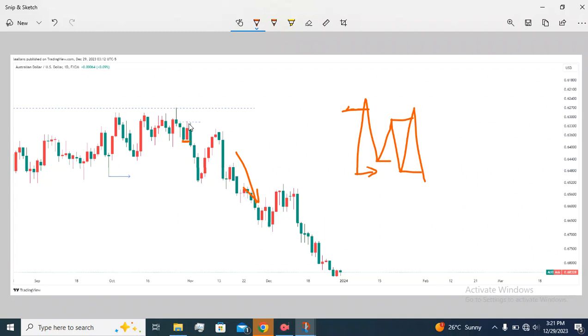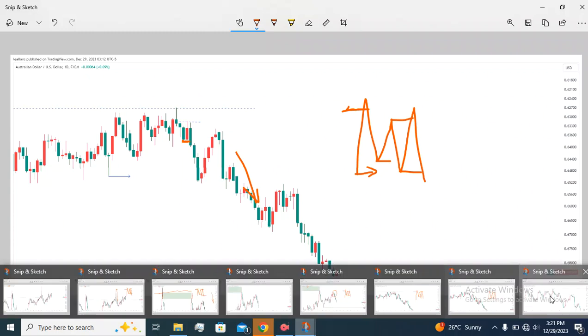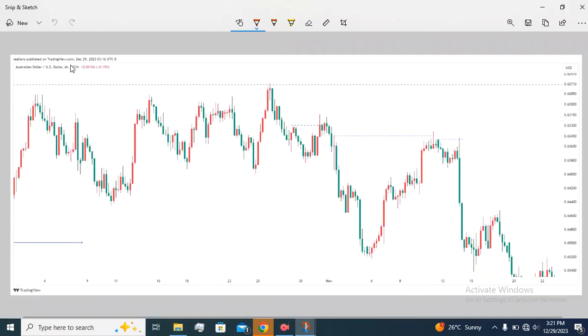A sweep of liquidity right here, fast break of structure. Then you can, okay, let's drop down on the 4-hour time frame. This is on the 4-hour time frame, right? We had a sweep of liquidity.